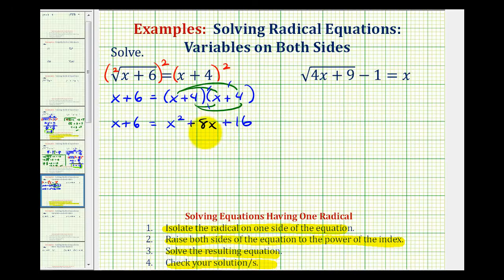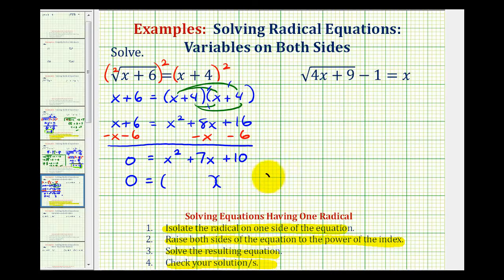So now we have a quadratic equation that we need to solve. So we'll set this equal to 0 and see if it factors. So to set it equal to 0, because we have the squared term on the right side, we'll subtract x on both sides, as well as subtract 6 on both sides. So we'll have a 0 on the left side equals x squared. This will be plus 7x, and this will be plus 10. So this is factorable.